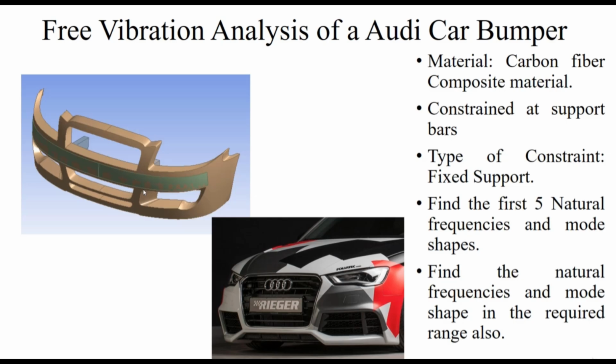So in this problem, we are going to find out the first 5 natural frequencies and mode shapes of this Audi car bumper instead of the default 6 natural frequencies. Then once we find the first 5 natural frequencies and mode shapes, we will try to find the frequencies of this Audi car bumper in a particular frequency range, let us say somewhere around 100 Hz to 1000 Hz.